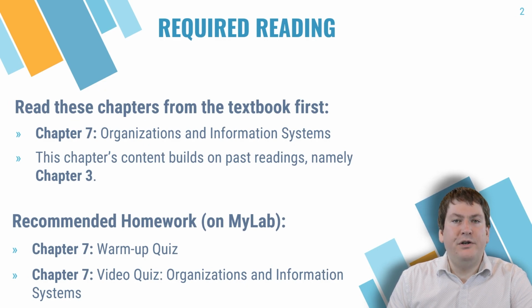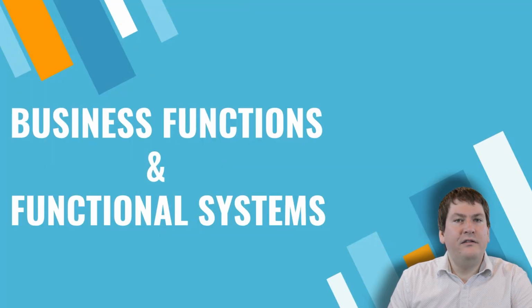Also, for this lecture in particular, it's important to have read Chapter 3 and watch the Chapter 3 lecture on productivity, innovation, and strategy, as we're going to be building really heavily on some of those concepts, namely competitive advantage and Porter's value chains model. So let's get into it and start by looking at business functions and functional systems.